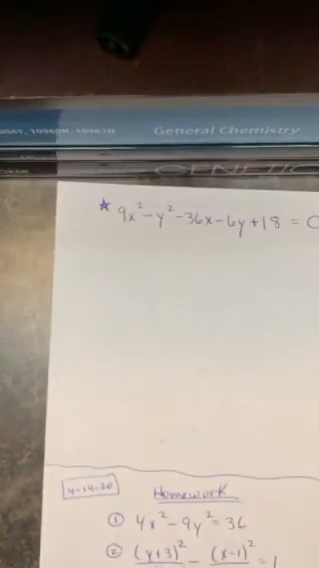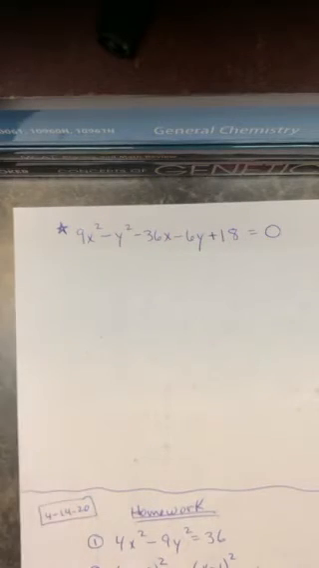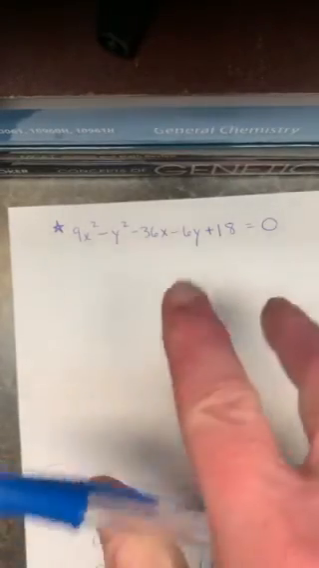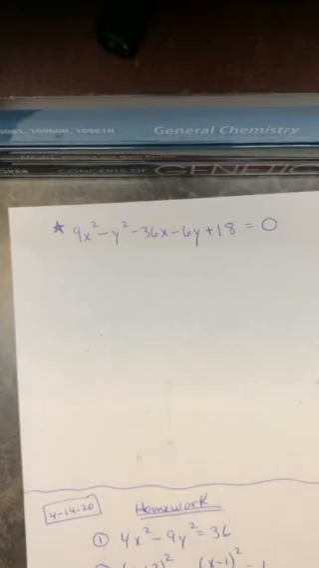Finally, the last problem for today. Oh boy, another one of these. Put a big star by it. 9x squared minus y squared minus 36x minus 6y plus 18 equals 0. That certainly is not in the standard form. Agreed? So just like yesterday, we're going to have to attack this, manipulate it algebraically by completing the square and putting things into families or groups like we did yesterday and on Thursday.